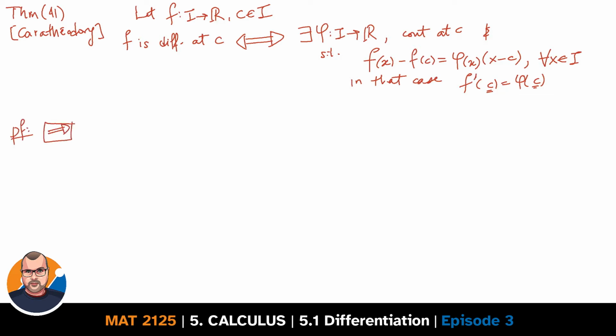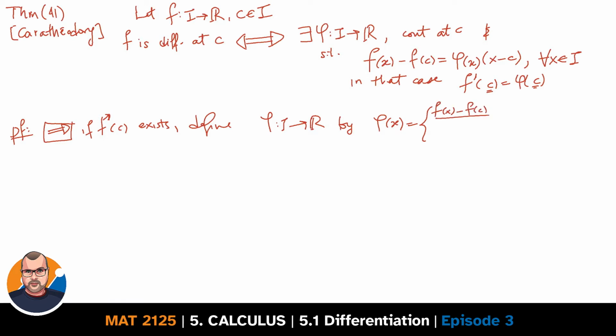Let's assume that f is differentiable at c. So if f prime at c exists, we'll define our function phi as follows. It is either going to be the differential quotient, f at x minus f at c divided by x minus c, when x is in I and x is not equal to c, so we can actually divide by x minus c. Otherwise, because we do know that the function f is differentiable so that f prime at c exists, it'll be f prime at c when x is equal to c.